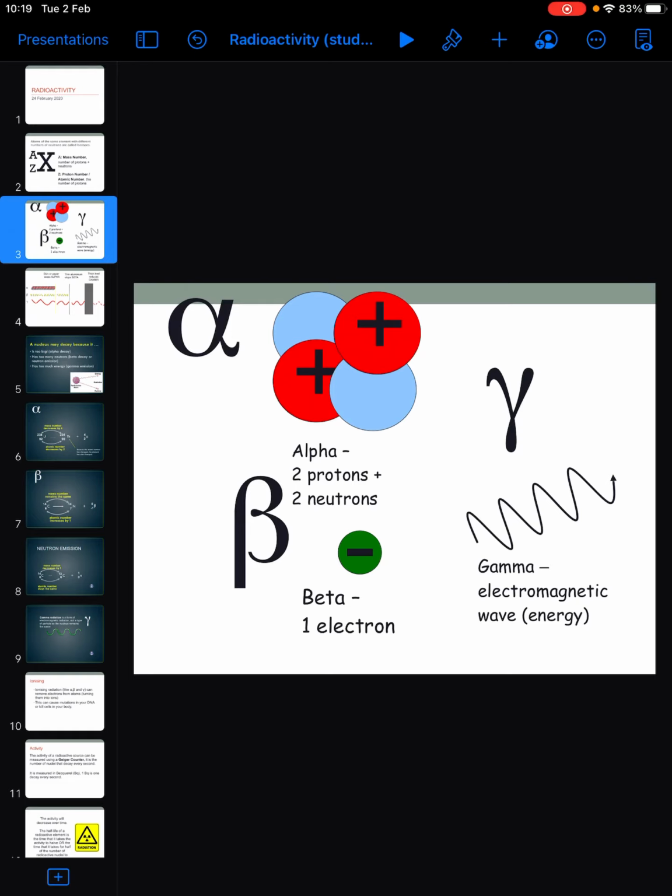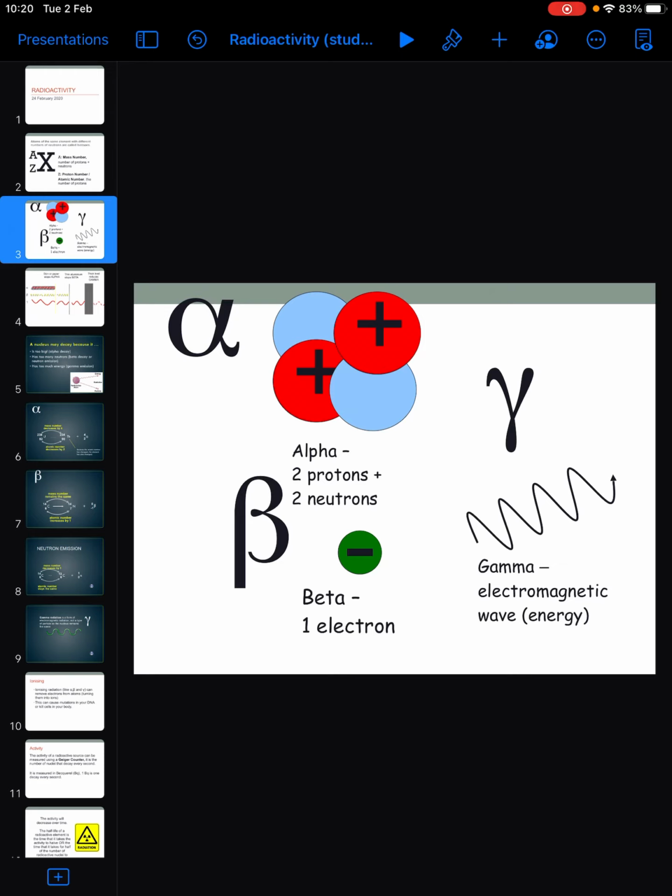Beta is a single, and most importantly, a high-speed electron. It's not just an electron that hangs around, it's a high-speed electron. It is less ionizing than alpha, but it is more penetrating. It's got a charge of -1, obviously, what with it being an electron, and a fairly small mass, but it does have a mass. And the last one is gamma, which is an electromagnetic wave. It is not as ionizing as alpha or beta. It does not have a mass, it does not have a charge, it is just pure energy, effectively. But it is the most penetrating out of the 3.